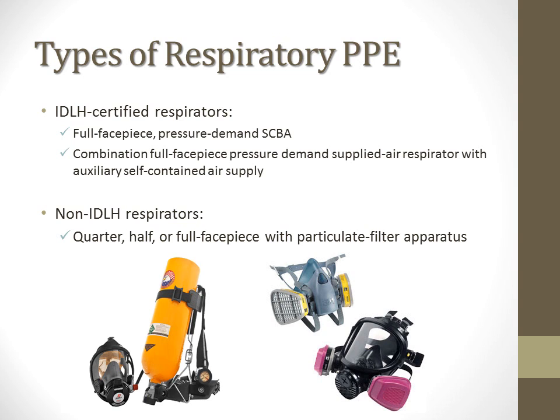Another IDLH certified respirator is the combination full face piece, pressure demand supplied air respirator with auxiliary self-contained air supply. This is a primary air supply which is provided to the user via an air hose that is connected to a manifold on the user's hip. If the primary air supply is lost, the manifold senses the pressure drop and automatically switches to a small reserve air tank, which is usually good for about 15 minutes, and that air tank is worn either on the back or on the hip belt.